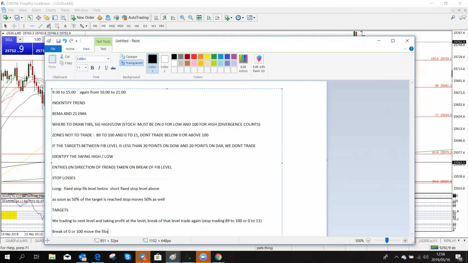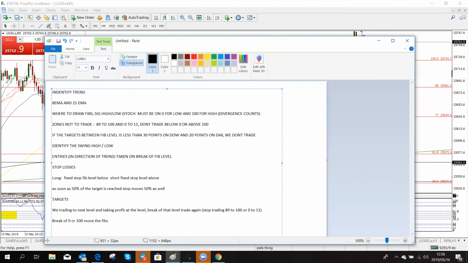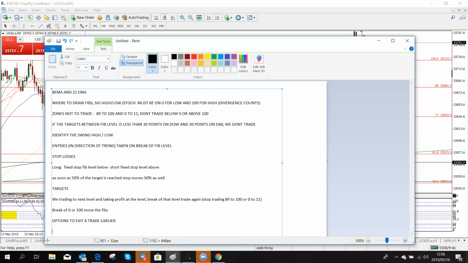Okay, the next thing I want to discuss is, we've got the system there, but options to exit a trade earlier. In other words, before target has been reached. So the first option, and my preferred option, is trust the targets.